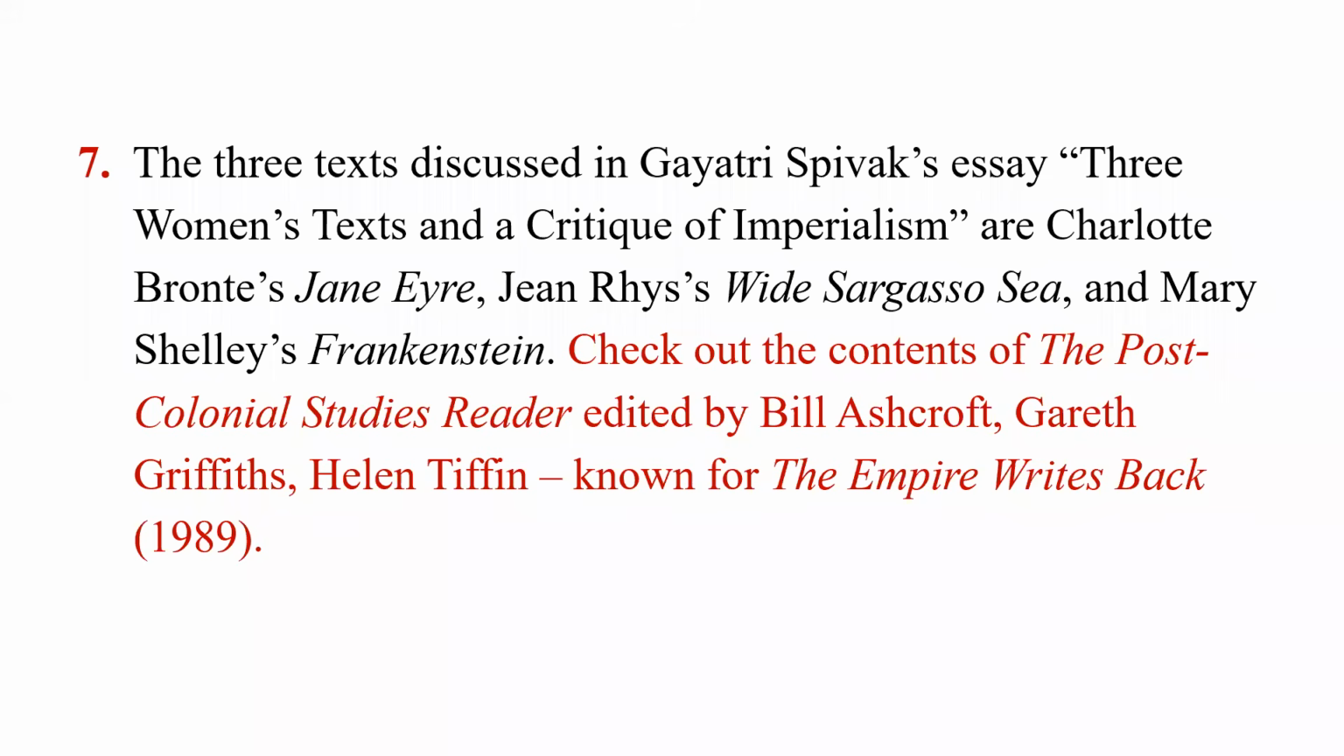So you have Charlotte Bronte's Jane Eyre. Then you have Jean Rhys, Dominican writer, Wide Sargasso Sea, which is a kind of retelling of Jane Eyre. Then you have Mary Shelley's Frankenstein. So this might be a question: three women's texts, what are the three texts? Simple. Jane Eyre, Wide Sargasso Sea, Frankenstein. So this is a piece of information.